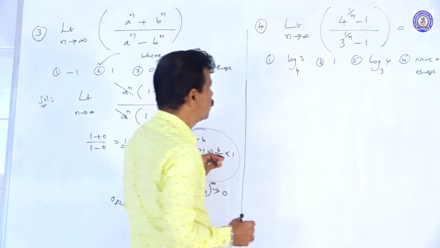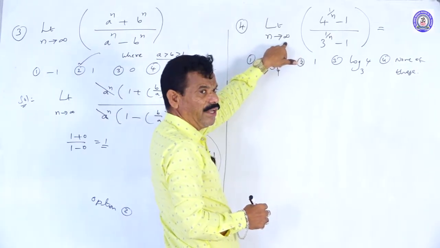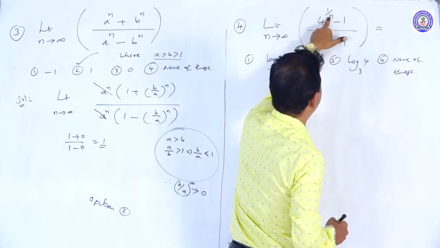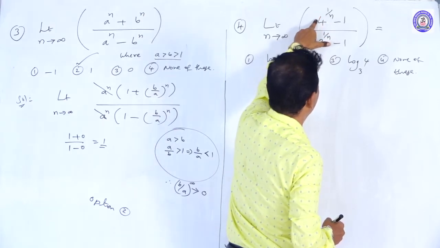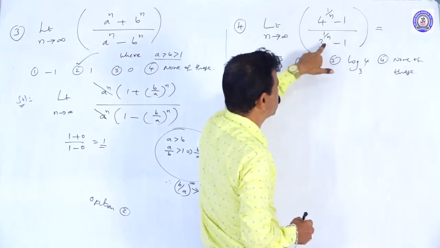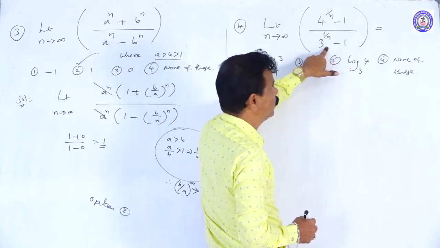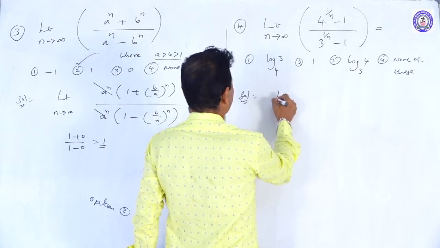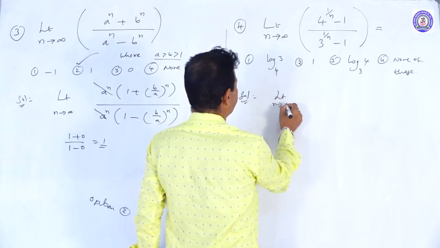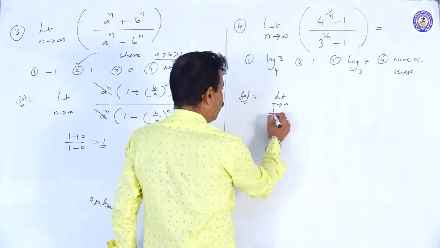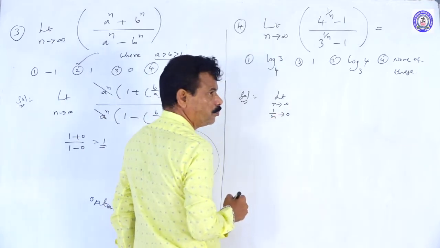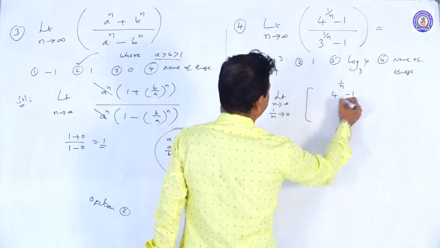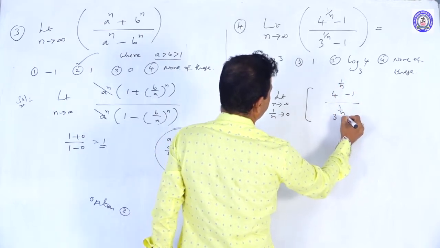Whereas in this case, n tends to infinity, here 4 power 1 by n. So 1 by infinity is 0, 4 power of 0 is 1. Here also this is 1 coming. So instead of n, we write limit n tends to infinity, then 1 by n tends to 0. After that, 4 power 1 by n minus 1 by 3 power 1 by n minus 1.